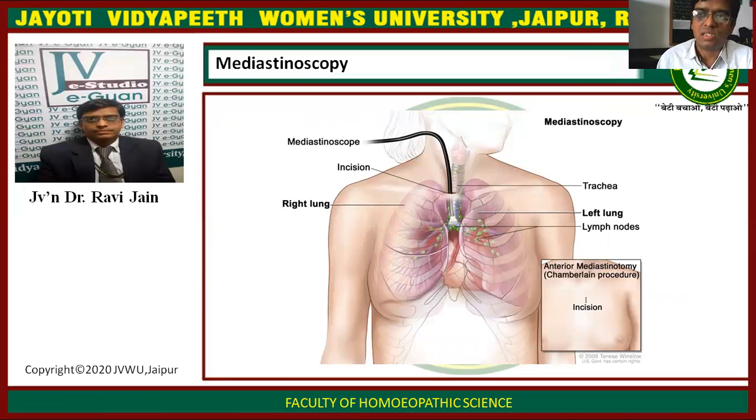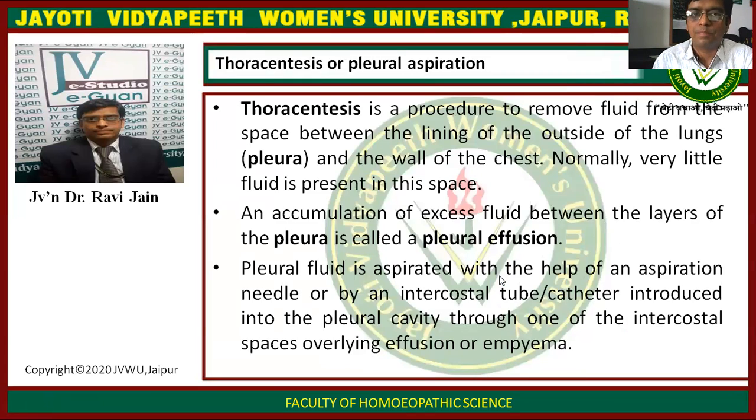This is how mediastinoscopy is done using the mediastinoscope that is directly inserted through this level. The incision is made at the level of the sternum and the scope is directly introduced into the mediastinum. You have to make the incision like this, and then you can see the trachea. Through it, the left lung, right lung, and lymph nodes can be visualized.